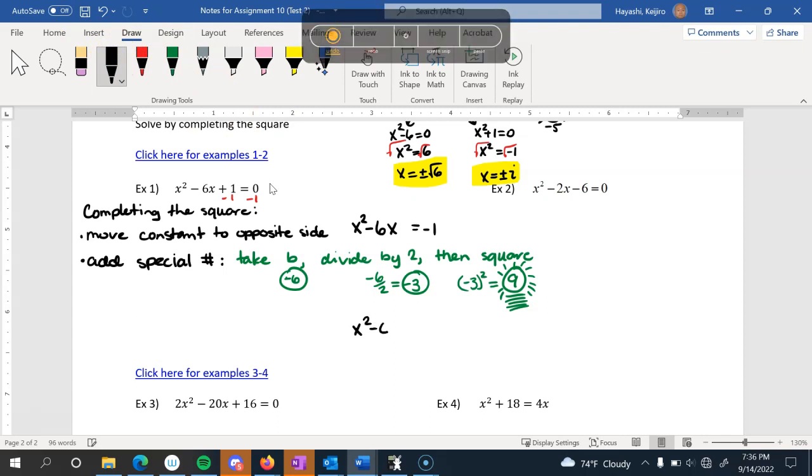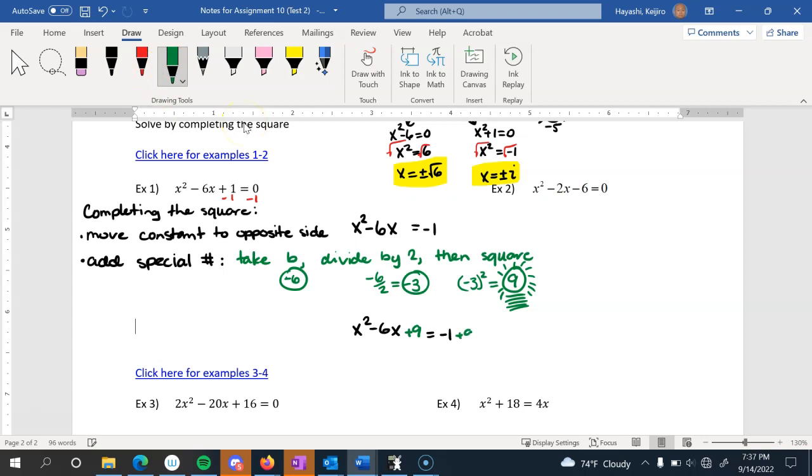It's considered the constant if we're just thinking about the left-hand side. So that'll be x squared minus 6x plus 9 equals, that negative 1 is still there, but then plus 9, because we can't add something to the left-hand side without also adding it to the right-hand side. So x squared minus 6x plus 9 is equal to, what is negative 1 plus 9? Just 8.